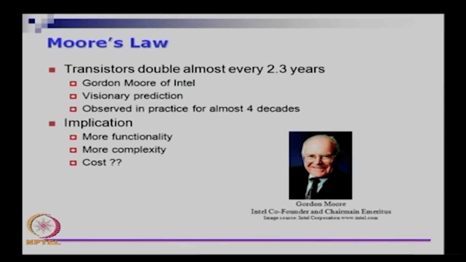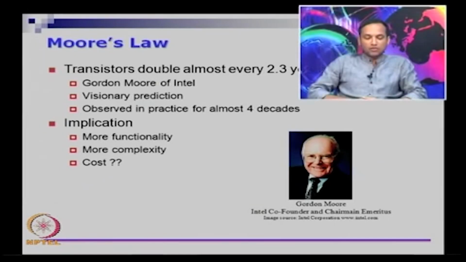This is not like a natural law like Newton's laws of motion and so on. This is more of an empirical observation. It was made by Gordon Moore of Intel. He was the founder, co-founder in fact, of Intel, and the implication of this law is that you get a lot of functionality because you are given twice the number of transistors or logical elements. You can have more functionality with it.